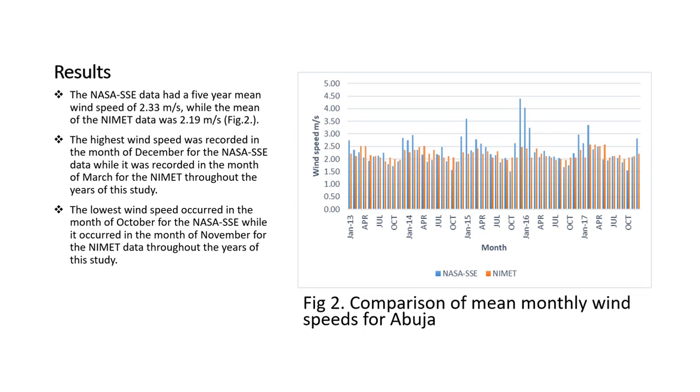The highest wind speed was recorded in the month of December for the NASA SSE data, while it was recorded in the month of March for the NIMET data throughout the years of the study. The lowest wind speed occurred in the month of October for the NASA SSE, while it occurred in the month of November for the NIMET data throughout the years of the study.